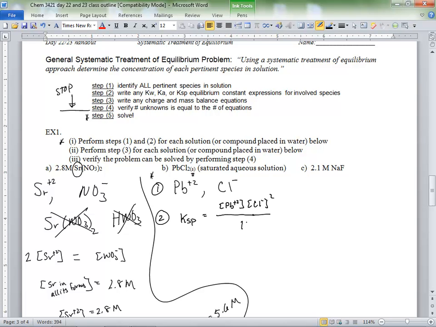Yeah, put chloride on one side, cations on one side, anions on the other. Yeah, good. 2 leads and 1 chloride. Okay.